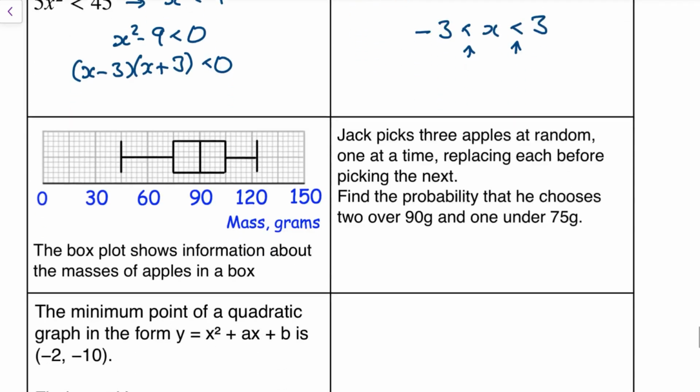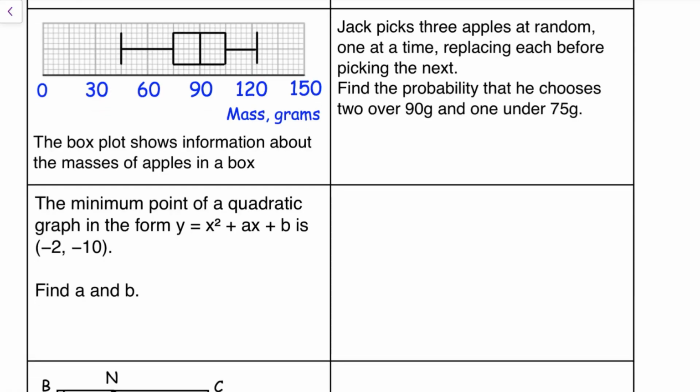Question done. Next question. Okay, the box plot shows information about the masses of apples in a box. Jack picks 3 apples at random, one at a time, replacing each before picking the next. Okay, this is interesting. So this is a probability question. Find the probability that he chooses... Now, key to box plots is this here represents 25%, that's 25%, that's 25%, and that's 25%. Everything about box plots is quartiles. So the probability that you choose over 90 is equal to 25 plus 25, which is 50%.